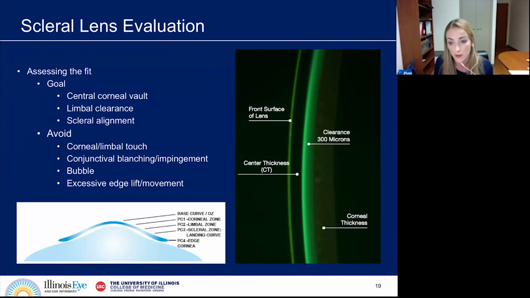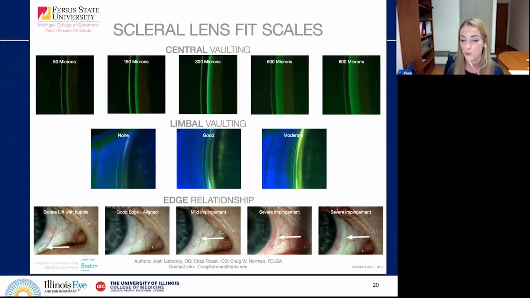And so if you look at the right picture, we're looking for central corneal clearance. That first area between the 2 green lines is the thickness of the scleral lens, followed by that green section, which is the corneal vault. And it's about 300 microns of clearance there. We also want to make sure that that clearance continues into the limbal area so that there isn't any touch. We want scleral alignment. One of the big things to avoid, especially in our persistent epithelial defect patients and neurotrophic patients, is bubbles. So you might have to work with their friends and family to help with that as well.